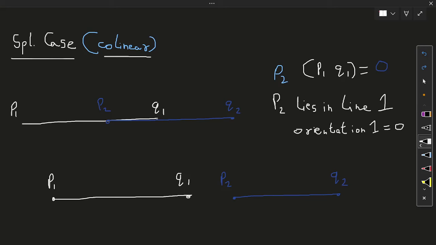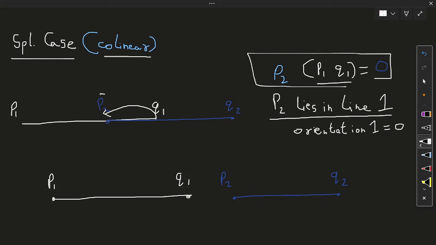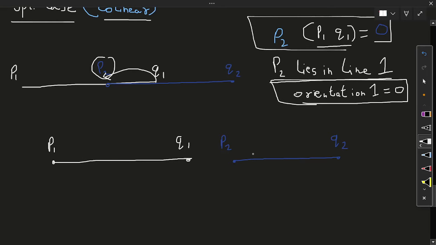But the angle orientation is 0. As we can see, the orientation is 0 because our angle is 0. For P1 Q1, if we want to reach P2, the angle is 0. If the angle is 0, then P2 lies in line 1. So orientation 1 is 0. So we have to find the orientation for both the lines.